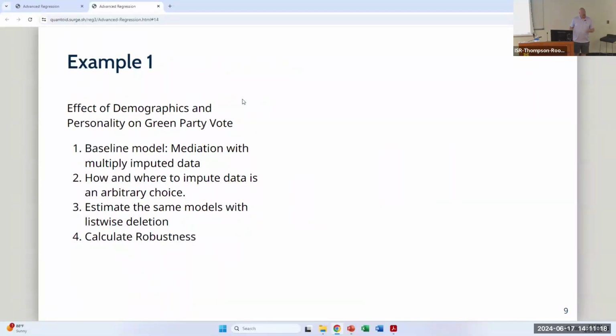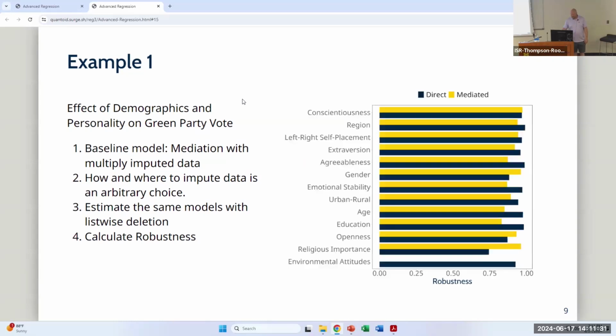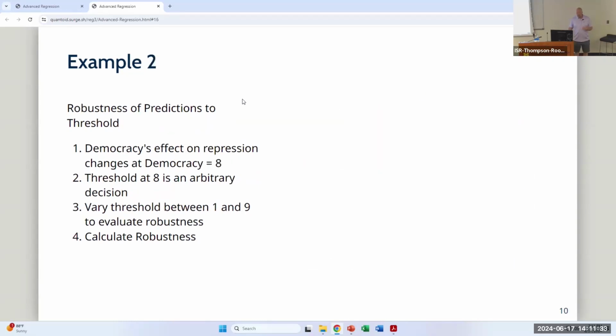I thought I'd just show you a couple of examples here. I thought I would pick on my own work rather than trying to pick on somebody else's work. So I've got a paper with a grad student where we talk about the effect of demographics and personality traits on Green Party support. And we think those effects are mediated through environmental attitudes.